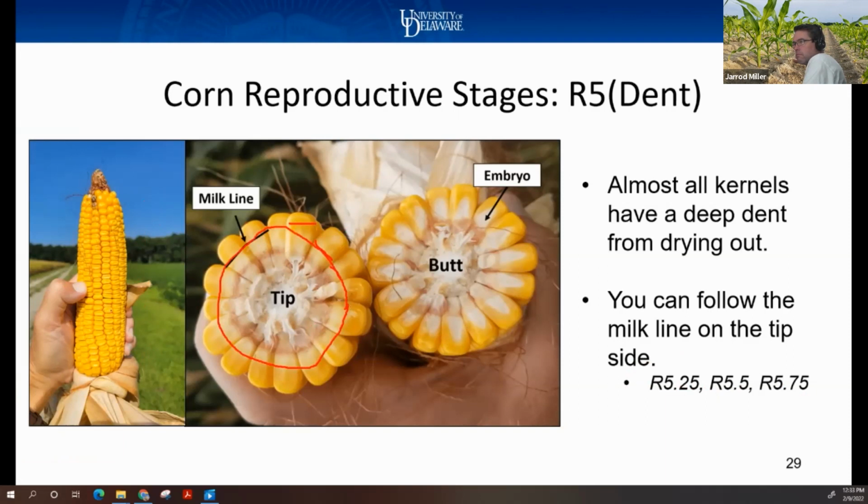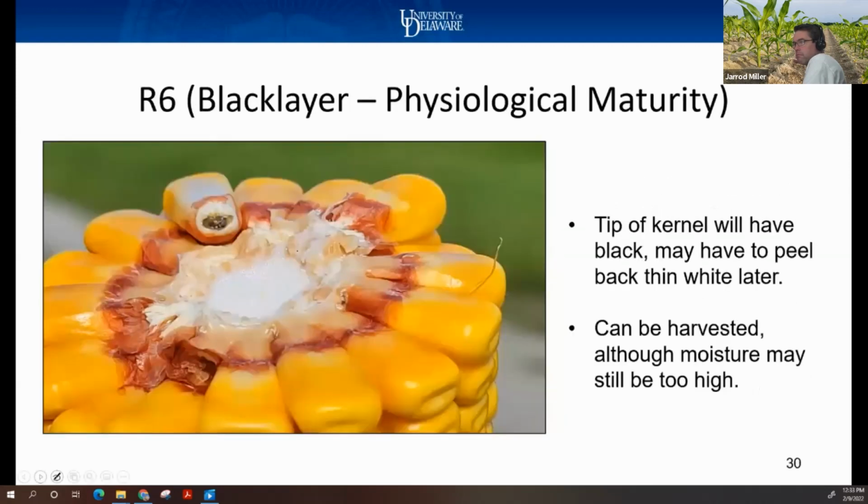The butt side of the ear, this lower side, that's where you see the embryo. That's where your seed's going to grow from. It's showing you the embryo. So look for the milk line on the tip side. Break that ear in half, and then look on this side of that tip. And that's where you're going to see your milk line.